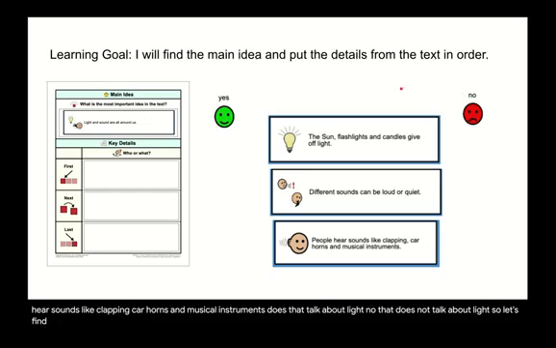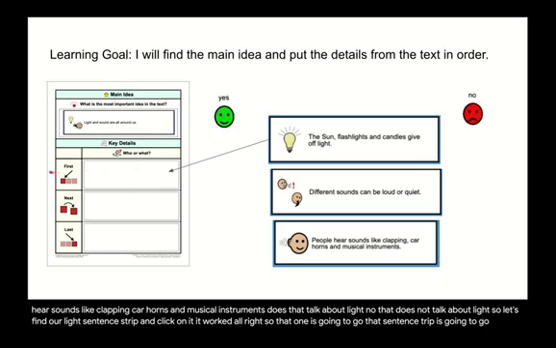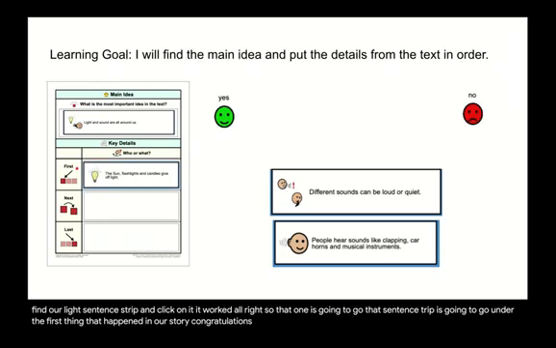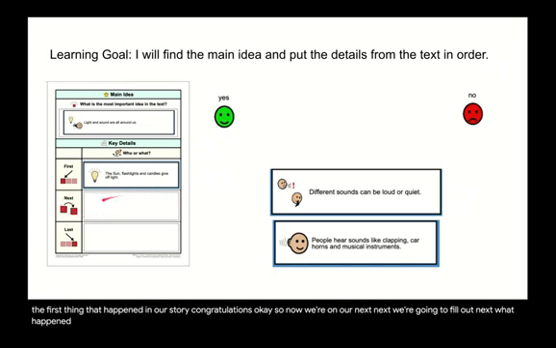So let's find our light sentence strip and click on it. It worked. All right, so that sentence strip is going to go under the first thing that happened in our story. Congratulations. Okay, so now we're on our next. Next, we're going to fill out next. What happened next in the story?